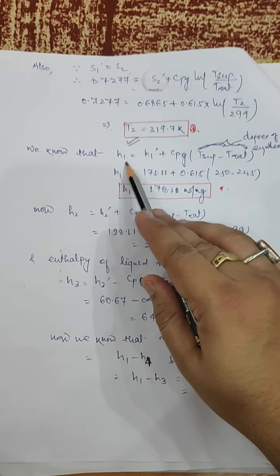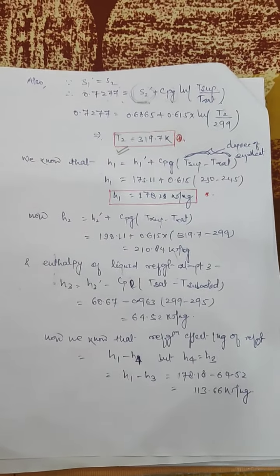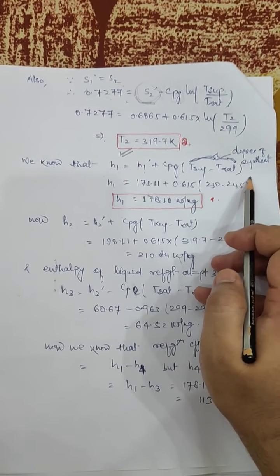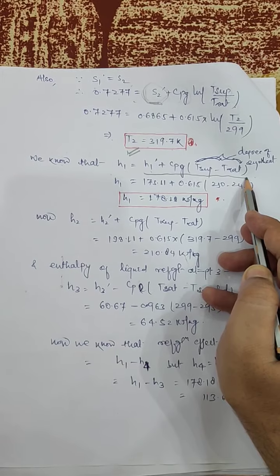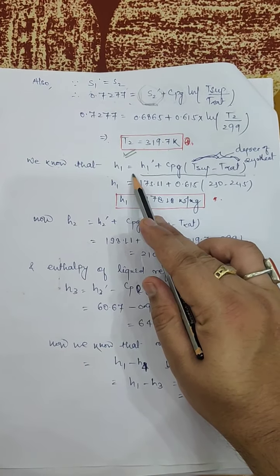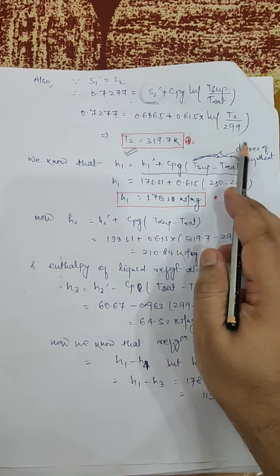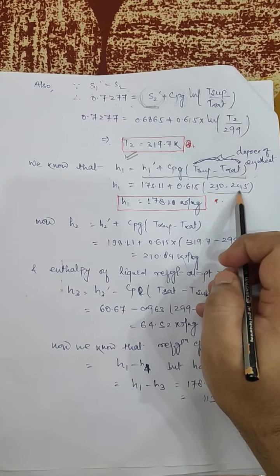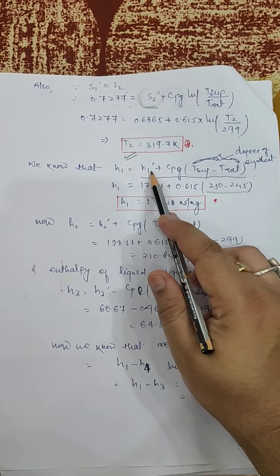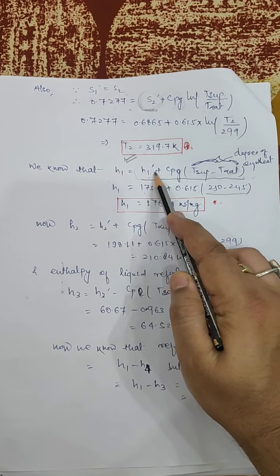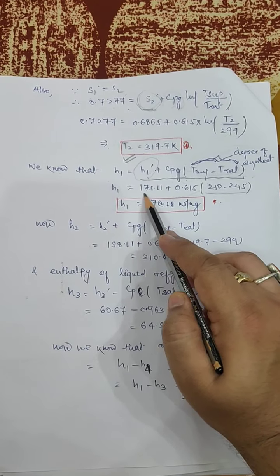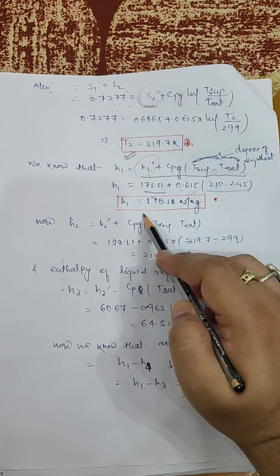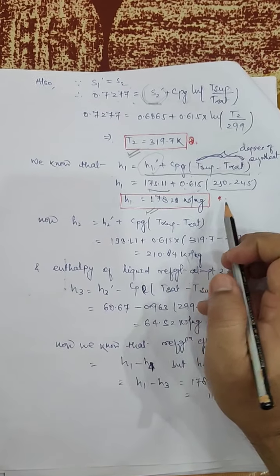Now we can also calculate the enthalpy value, because ultimately if we need to find out the COP or the theoretical power, you must have the enthalpy value. You know that H1 is equal to H1 dash plus CPG times (T superheated minus T saturated), as I already discussed before solving the numerical, in the superheated region. This is your degree of superheat, so we can directly write it as 5, or 250 minus 245, which is equal to 5. The value of H1 dash, the enthalpy of the saturated vapor at the exit of the evaporator, is 175.11. You can read it from the refrigeration table, plus 0.615, which is already given, multiplied by 5. H1 is equal to 178.18 kilojoule per kg.